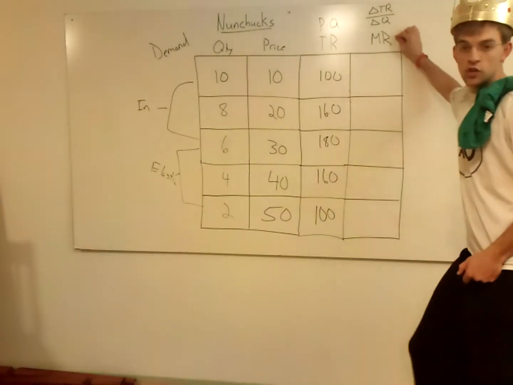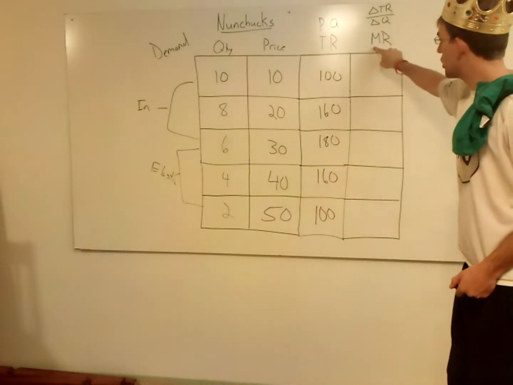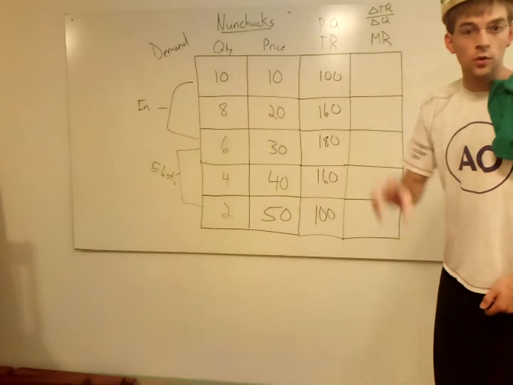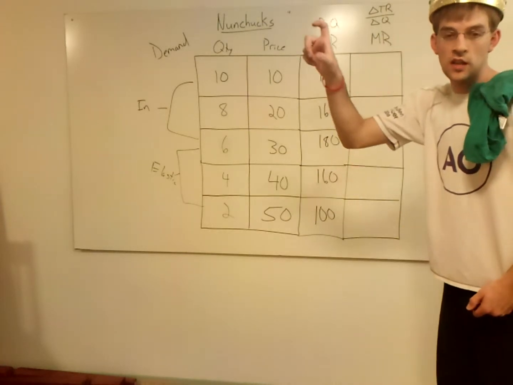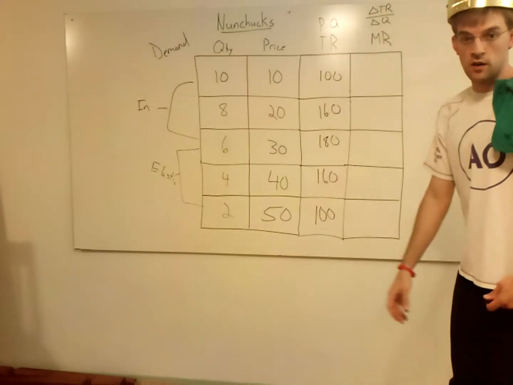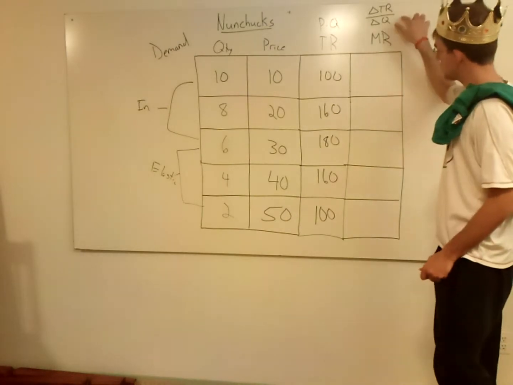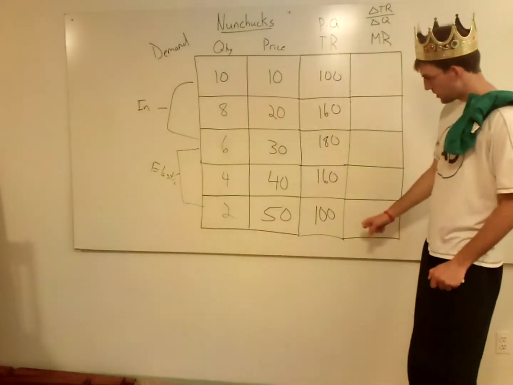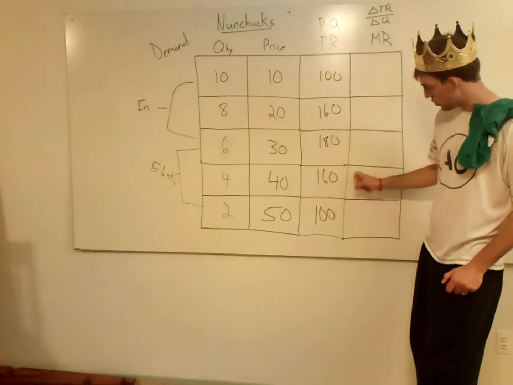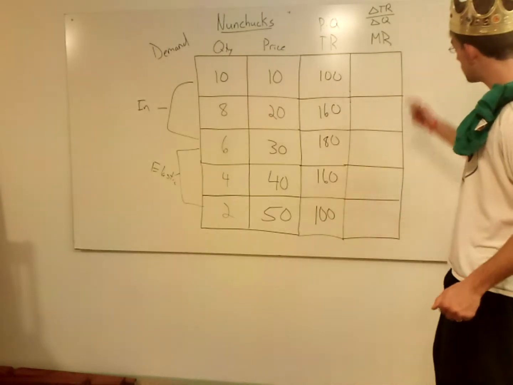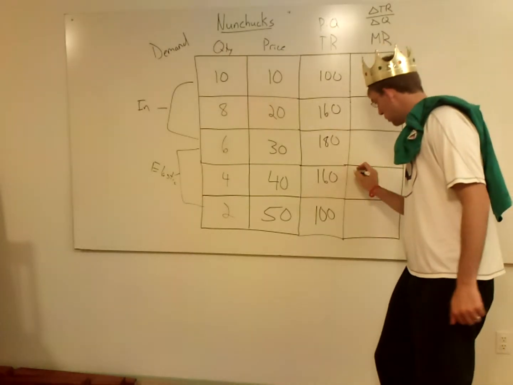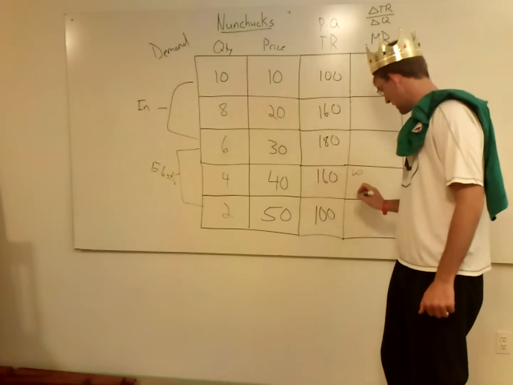So remember, marginal revenue, anytime you hear that word marginal, you want to think about the change, because we're looking at going from one unit to the next, okay? Incremental here. So the change in total revenue, so let's work from the bottom. When I go from a quantity of 2 to a quantity of 4, I get a change in total revenue from 100 to 160. That is a change of 60.